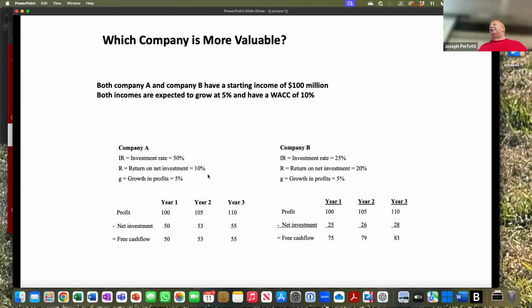So assume they're not cutting corners, they're actually better at what they do. Then B, because they have a higher ROIC, doesn't have to invest as much as A to make the same profits.